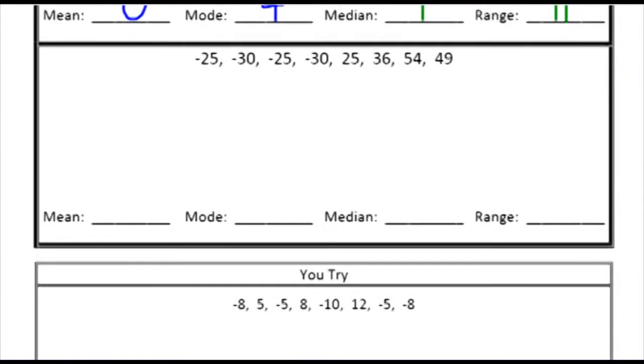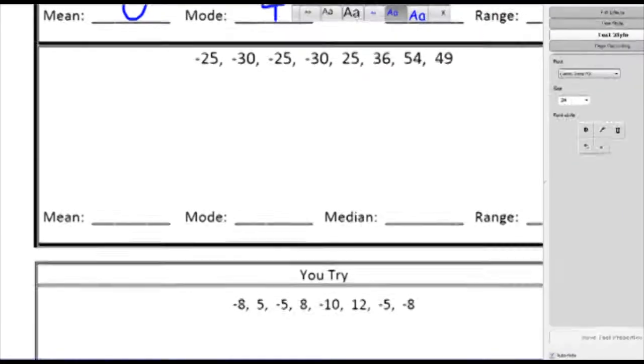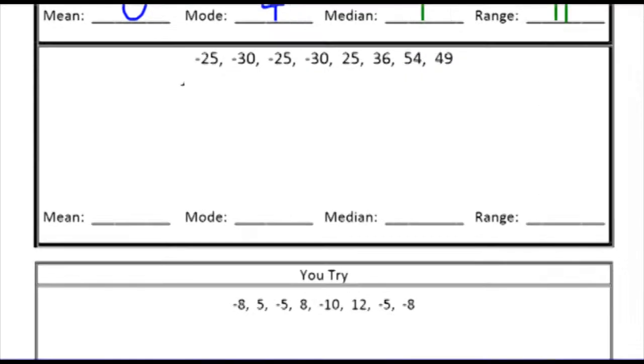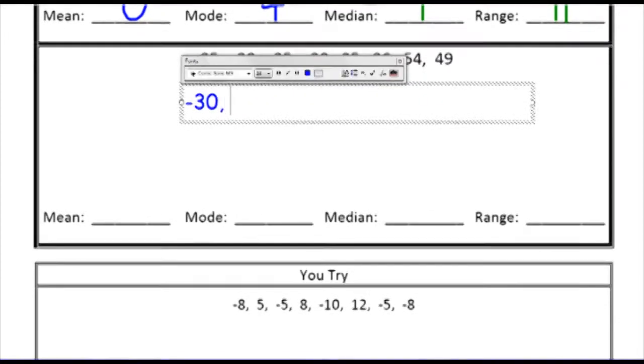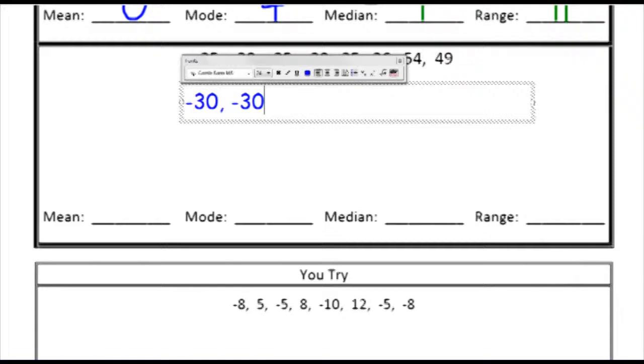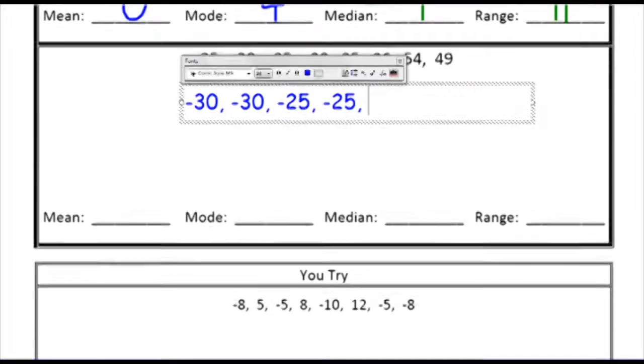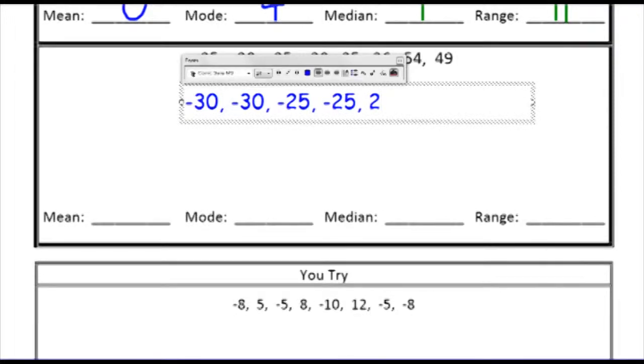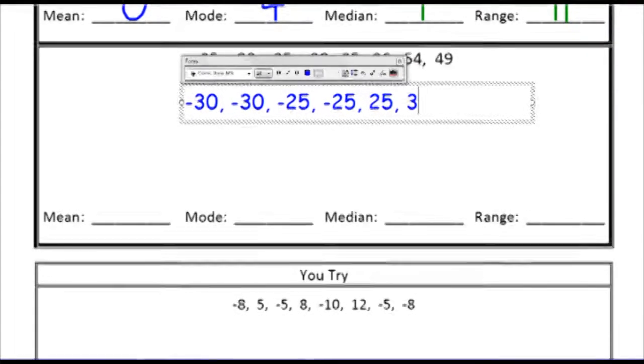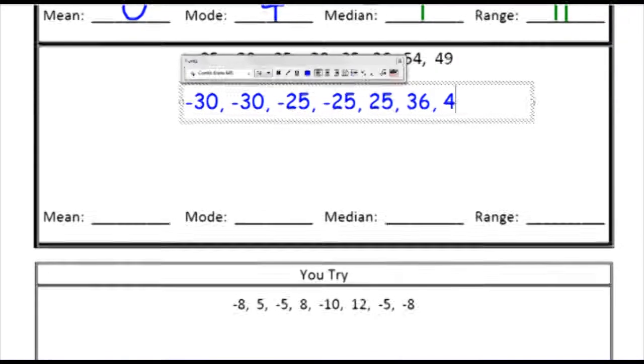Let's look at this next set. Always start by putting in numeric order. I'll put them in numeric order for us. Negative 30, negative 30, negative 25, negative 25, positive 25, 36, 49, 54.